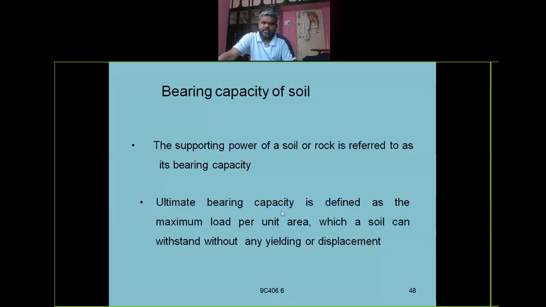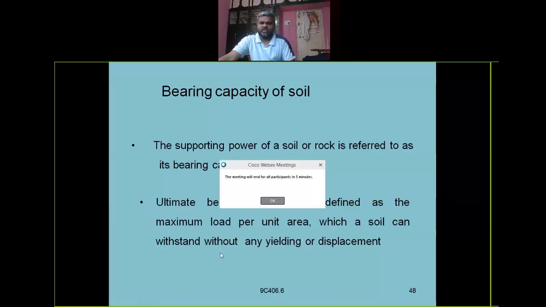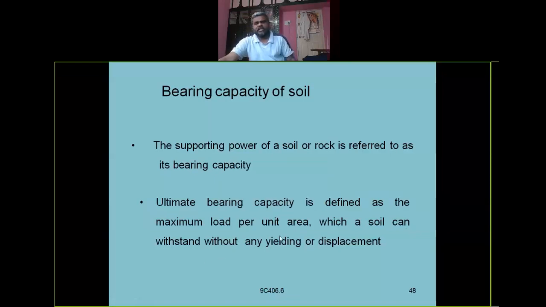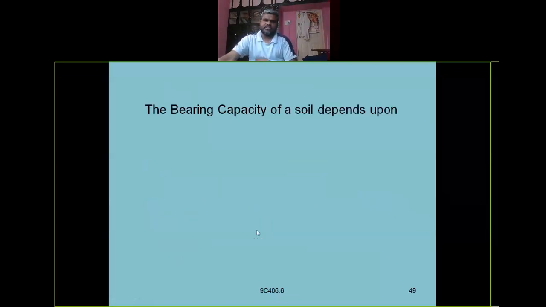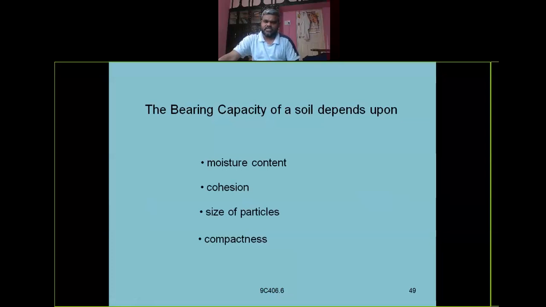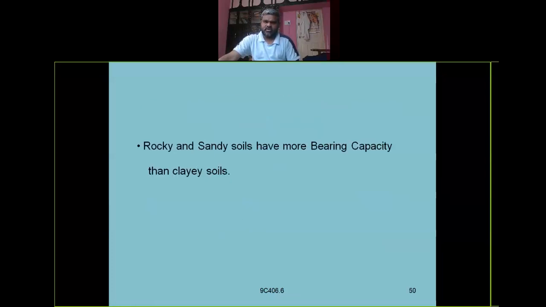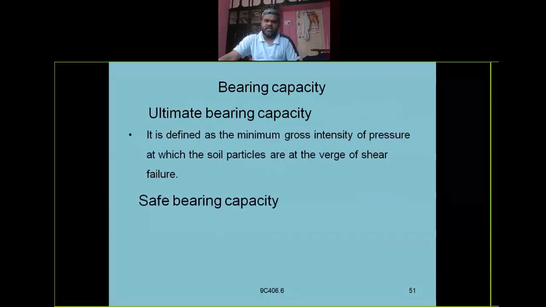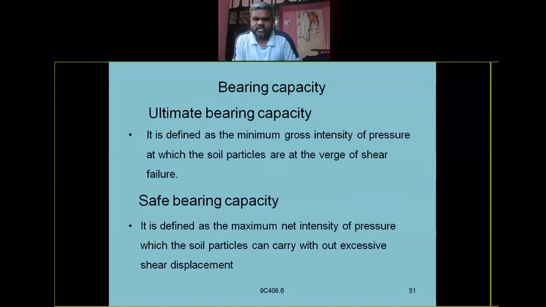So ultimate bearing capacity is defined as the maximum load per unit area which a soil can withstand without any yielding or displacement. This is called ultimate bearing capacity. And bearing capacity of the soil depends on moisture content, cohesion, size of particles, compactness, rock and sandy soils. The ultimate bearing capacity is defined as the minimum gross intensity of pressure at which the soil particles are at the verge of shear failure, right?